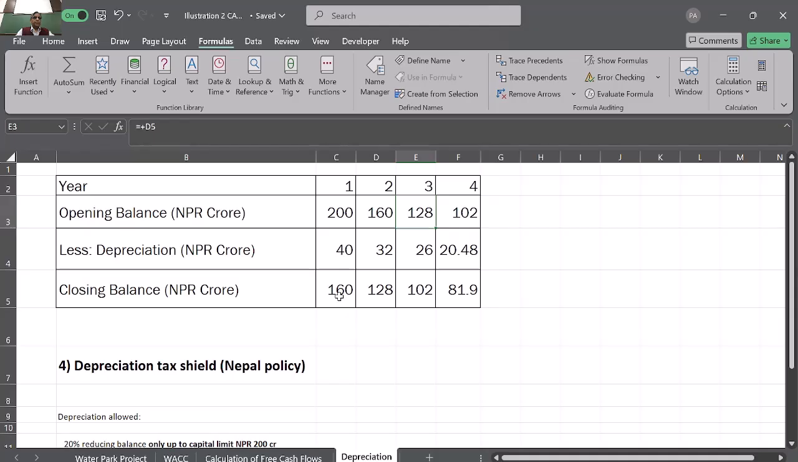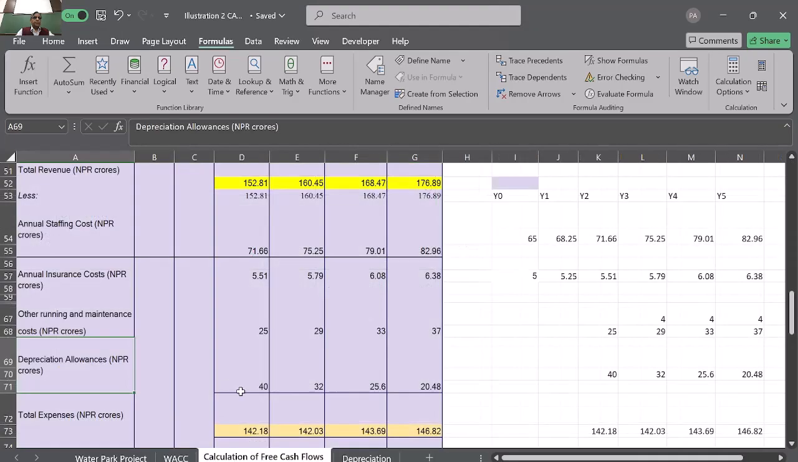Now here, when we use the asset, we are going to depreciate. It will be straight away, we'll be taking 40 crores here. 40 crores, 32 crores, 25 crores, and 20. So again, it is linked to that depreciation schedule. Then the total expenses, which is basically your annual staffing cost, annual insurance cost, other running and maintenance cost, and depreciation. So we added everything. It comes to 142 crores in the first year, 142 in the second year, 143 in the third year, and fourth year 146. Okay, fine.